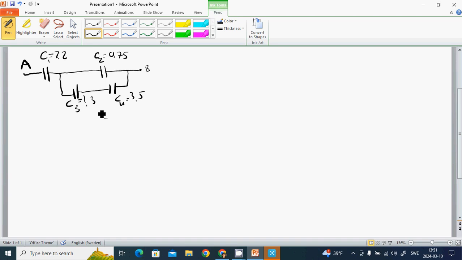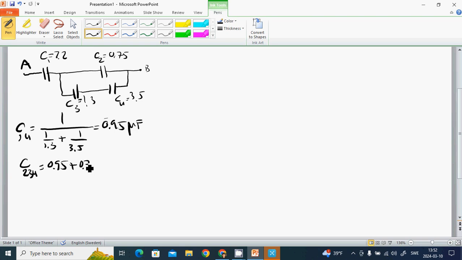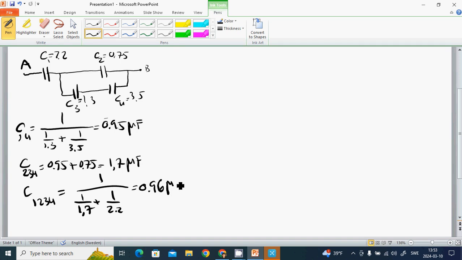Okay, we are going to solve this one first. C34 equals 1 divided by (1 divided by 1.3 plus 1 divided by 3.5), and putting it in, it is 0.95 microfarad. And C234 equals 0.95 plus 0.75, which equals 1.7 microfarad. And it is in series with C1. And C1234 equals 1 divided by (1 divided by 1.7 plus 1 divided by 2.2), and it is 0.96 microfarad.